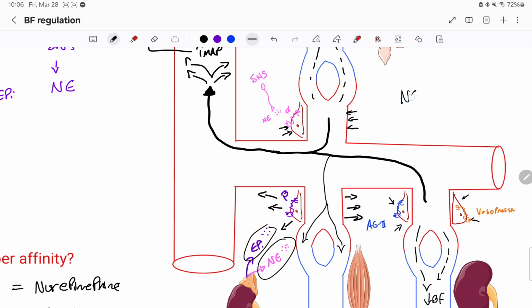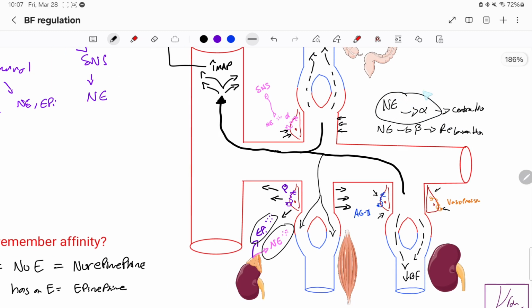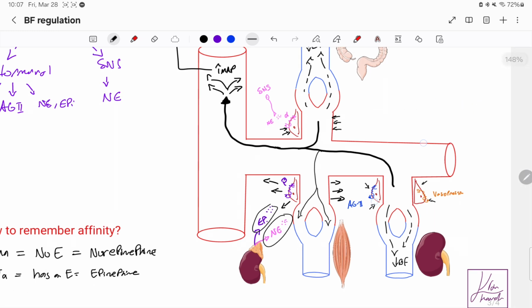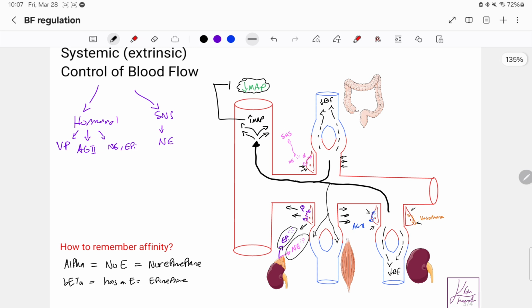Okay? So if norepinephrine binds to alpha receptor, you have contraction, vasoconstriction. But if norepinephrine binds to beta receptor, you have relaxation. Okay? Relaxation. But we know that norepinephrine prefers to bind to alpha because it has a stronger affinity for it, thus leading to a stronger contraction. Okay? So remember, guys, the effect of a hormone comes from the receptor it binds to, not the hormone itself.